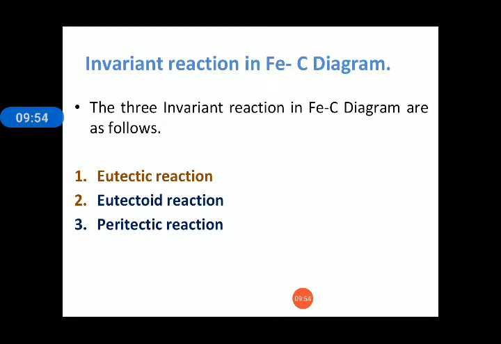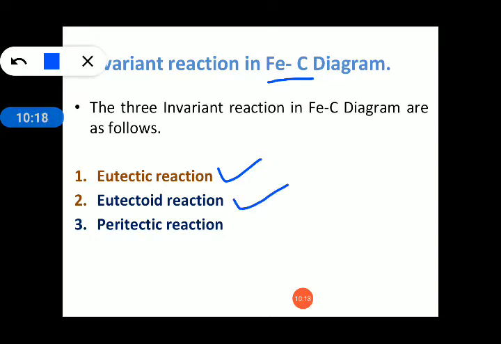Now in the iron carbon diagram, the iron carbon Fe-C diagram, there are three invariant reactions, which are as follows. First is the eutectic reaction, another is the eutectoid reaction, and next is the peritectic reaction. So three invariant reactions, the most important reactions, are there.